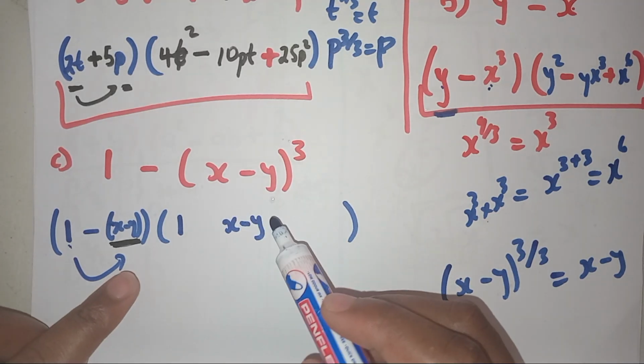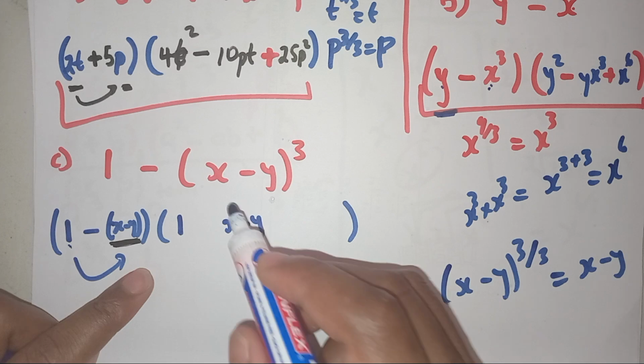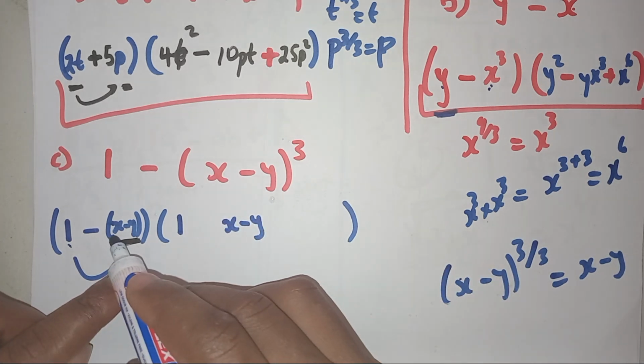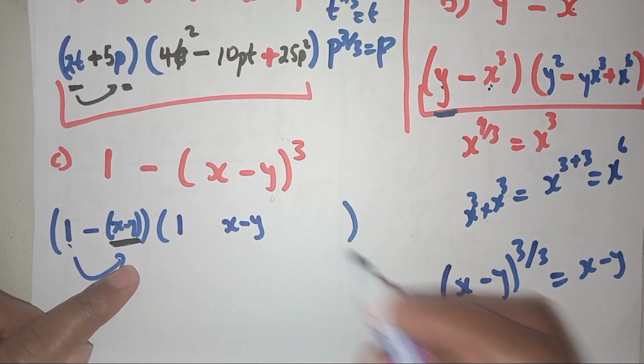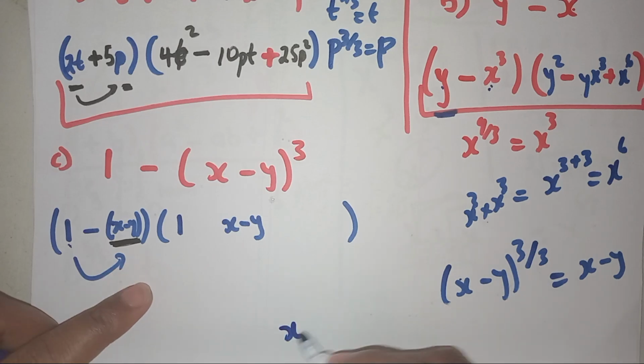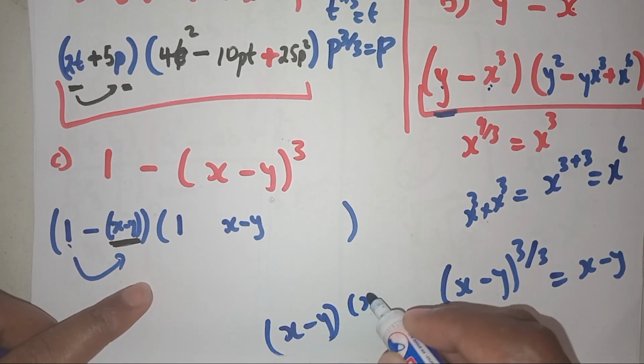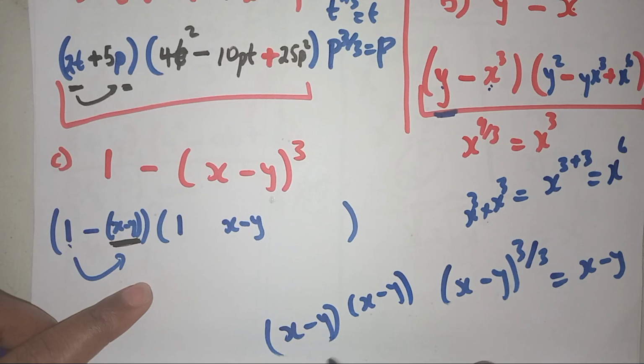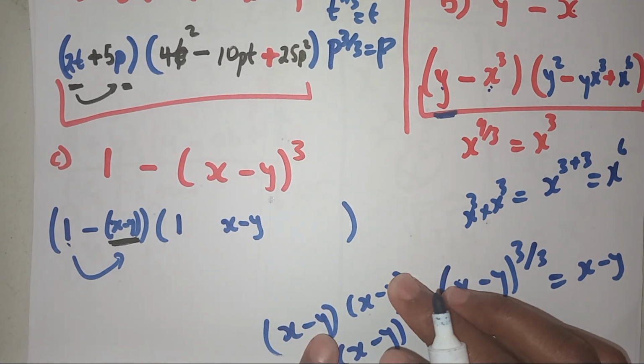And then here we have x minus y multiplied by x minus y. It means that we say x minus y multiplied by x minus y. So it's going to be x minus y all squared because we add the exponents.